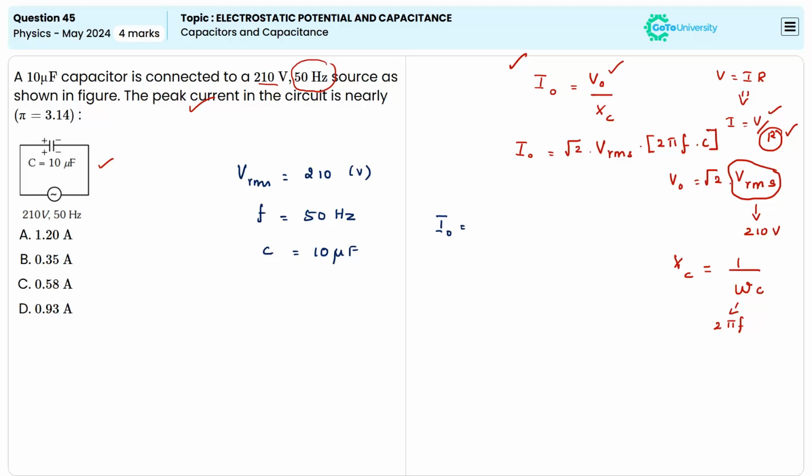So I naught will be equal to root 2 times 210 times 2 pi times 50 times the value of C, 10 times 10 to the power negative 6. When we are simplifying this, we will get the answer as 0.93 ampere. So the correct answer for this question is option D.